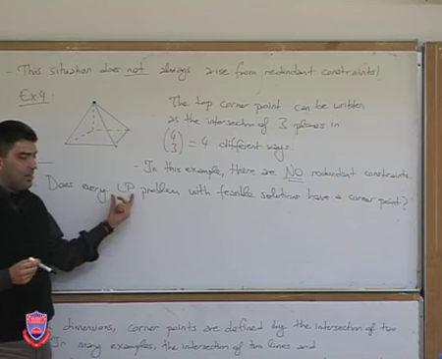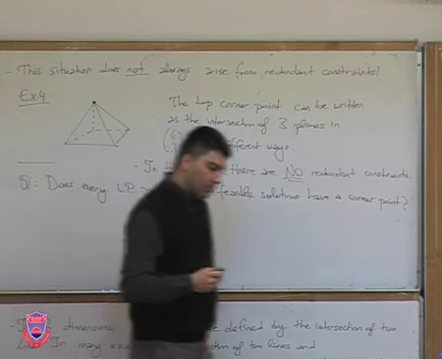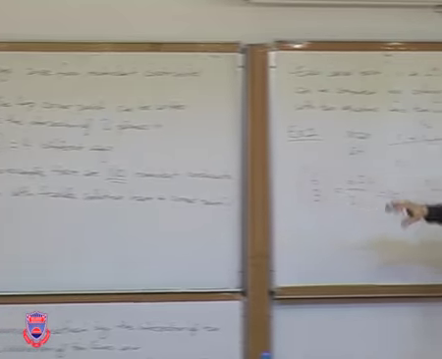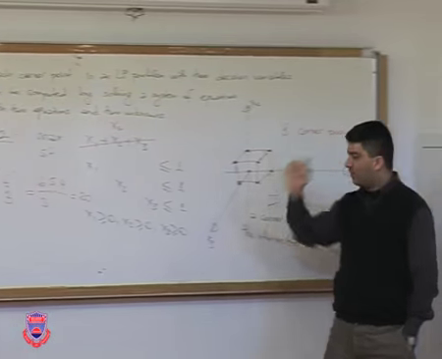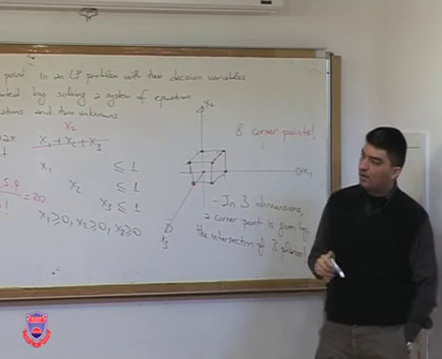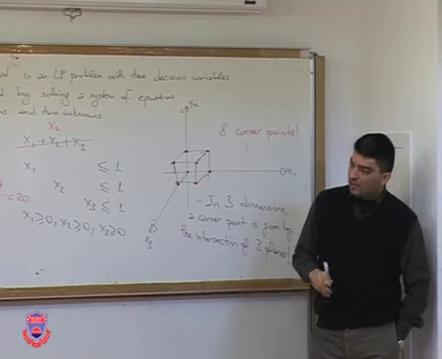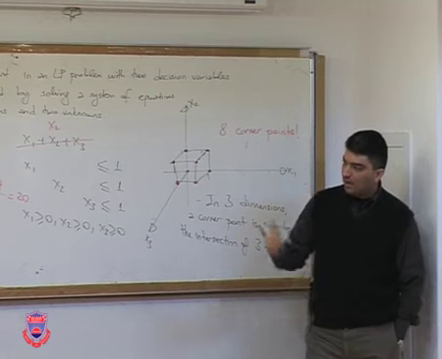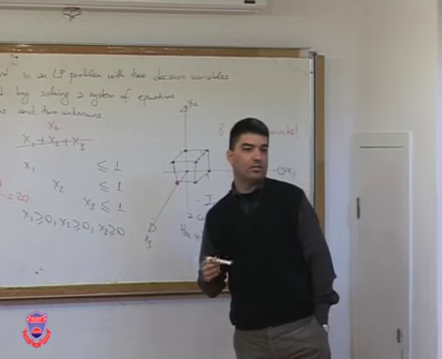Okay, so once again, let me repeat my question. All the LP problems we have seen so far actually had corner points, okay? All of them, including this one, the previous one, and so on. That feasible region over there. So is it always the case that an LP problem always has a corner point? Sure.